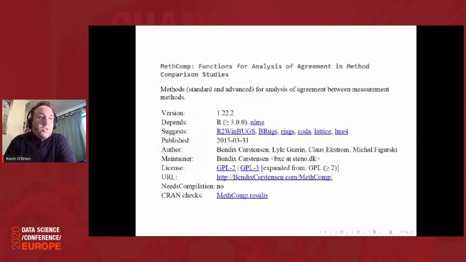Okay, so this is one in particular I'm very interested in. Method comparison studies: functions for analysis of agreement in method comparison studies. The real reason I mention this is that the main author there is Bendix Carstensen. He was one of the pioneers of using linear mixed effects models for method comparison studies, and this is the first package that really implements it. Also, some of his colleagues contribute to the package. So some of the data sets I would use would actually come from this package. There's one I'll introduce very shortly.